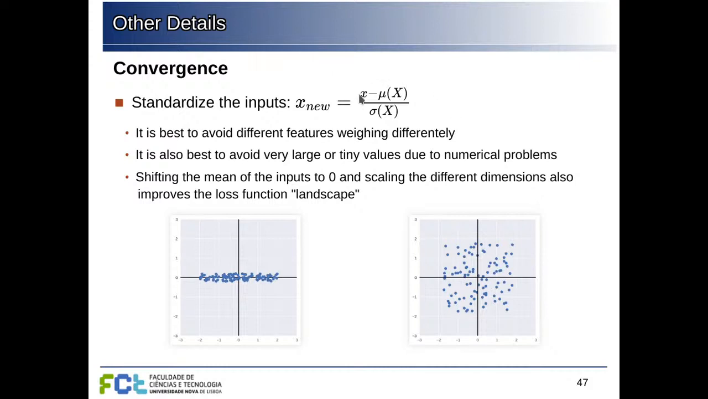To do that, we subtract all our values by the average and then divide everything by the standard deviation of the original values. This will convert something, for example, like this, where one feature is much shorter than the other, into something more like this, where it's more symmetrical and more centered at 0.